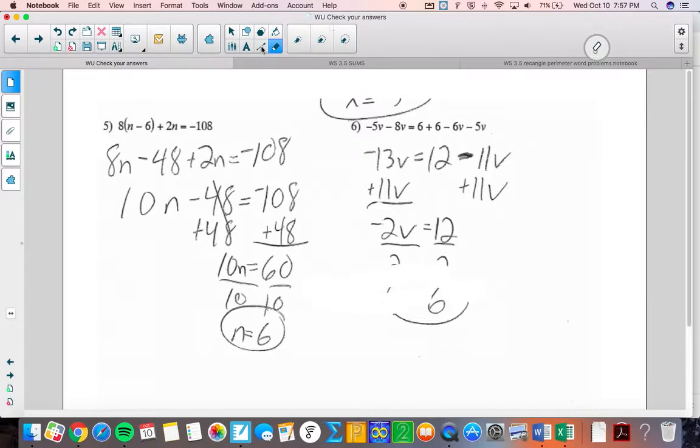So on this one, we're plugging in 6. I think the answer is 6. Is 6 a solution? So plug in 6 everywhere you see n. Oh, I got a bad feeling about this one too.